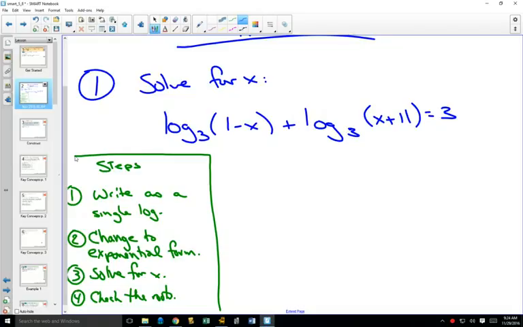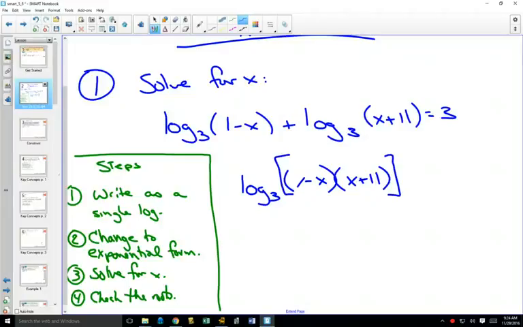So step 1, we want to write this as a single log. We have our log laws up on the board over there. It says when we add 2 logs, adding 2 logs is the same as multiplying inside the log. So I've got log 3 of 1 minus x plus log 3 of x plus 11. That's adding 2 logs with the same base. The log law says you can combine those as a single log. So now we have completed step 1.